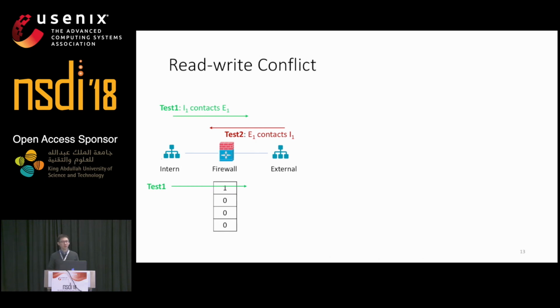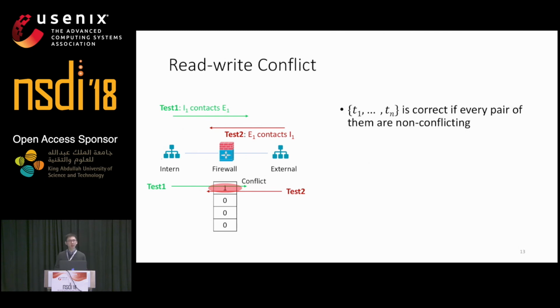Now, if T2 also accesses the same state, then the value that is read by T2 will be different. If T1 did not modify the value, the value read by T2 will be 0. However, since T1 already accessed that value, the value read by T2 will be 1. So that gives us the conflicts. Basically, one is writing the entry, but the other one is reading the entry, and the value will be different.